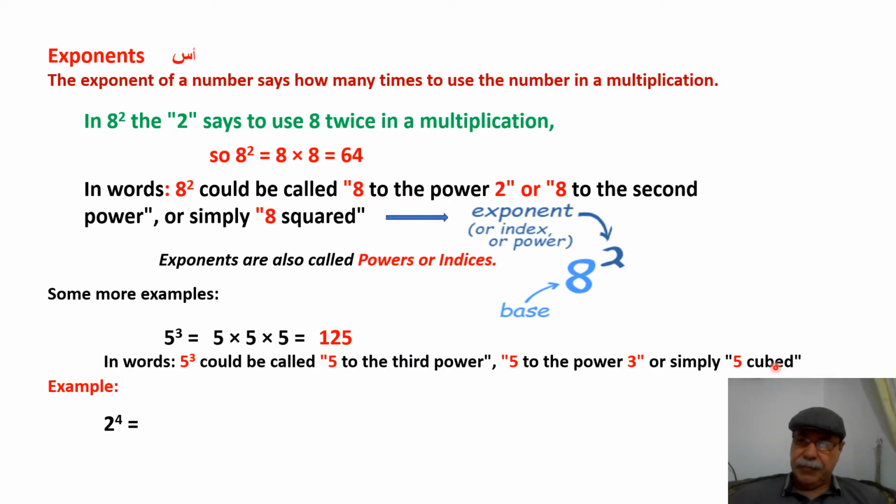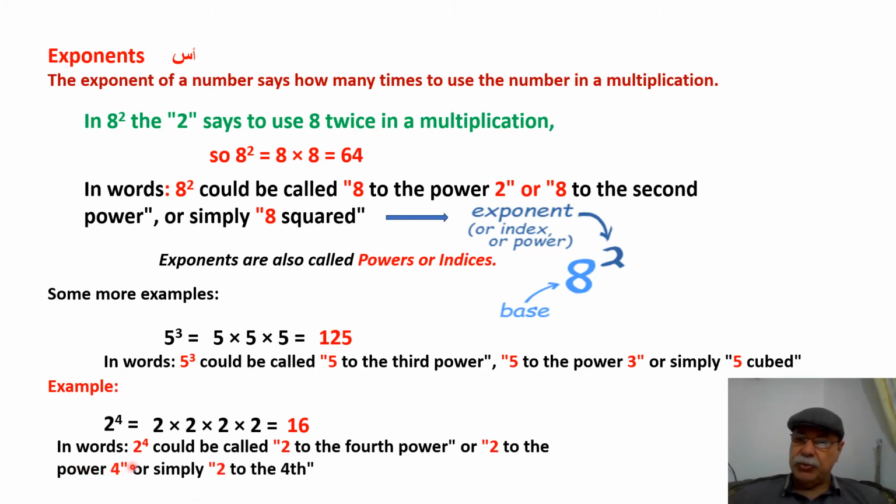Example, 2 to the power 4. In mathematical language, we only say square and cube for powers 2 and 3. This is an easy, simple word. But when you increase the power, you say 2 to the power 4, meaning 2 multiplied by itself 4 times: 1, 2, 3, and 4. The result is 16.